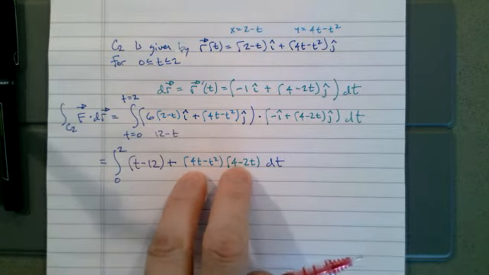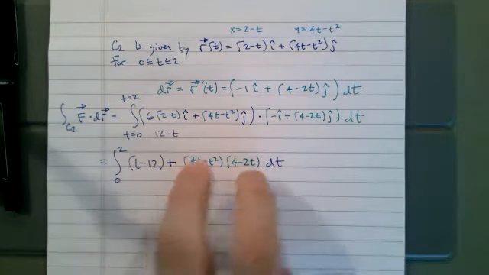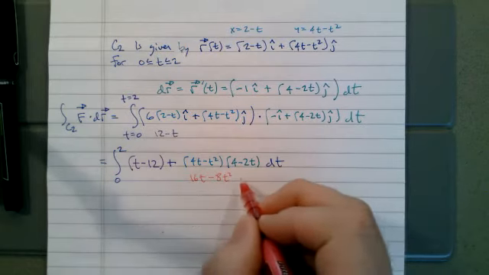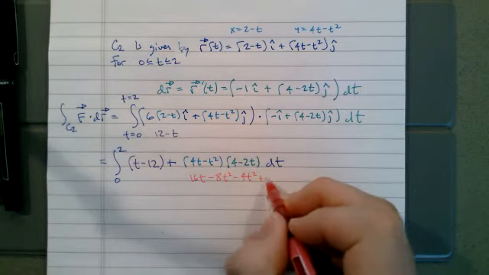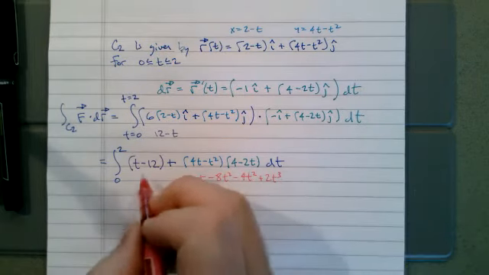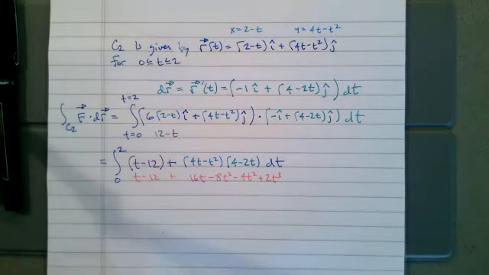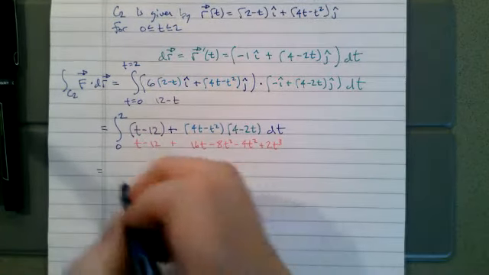We got 16t minus 8t squared minus t squared minus 4t squared plus 2t cubed, and then we still have plus t minus 12. So we're going to be integrating from 0 to 2.